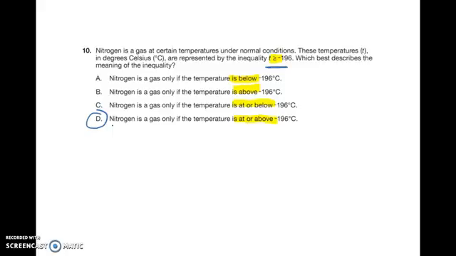I hope you got that one. That one shouldn't have been too hard, but remember, the alligator eats the bigger of the things. Since it's eating the variable, the temperature is the bigger thing. The negative 196 is the smaller thing.